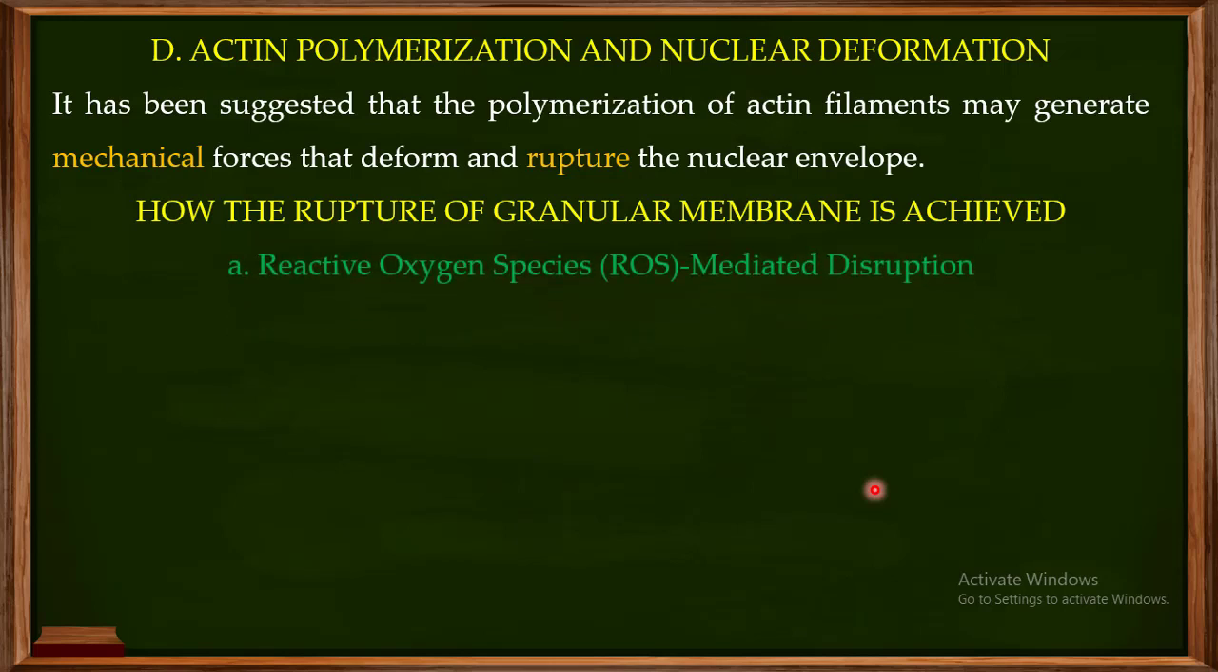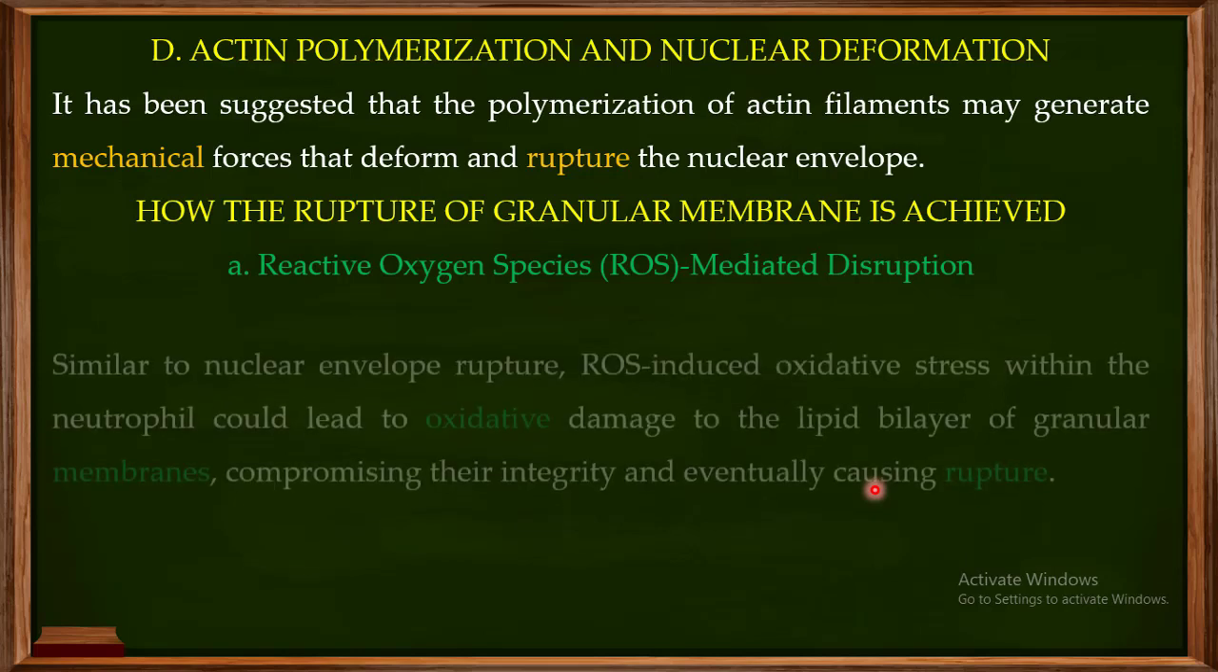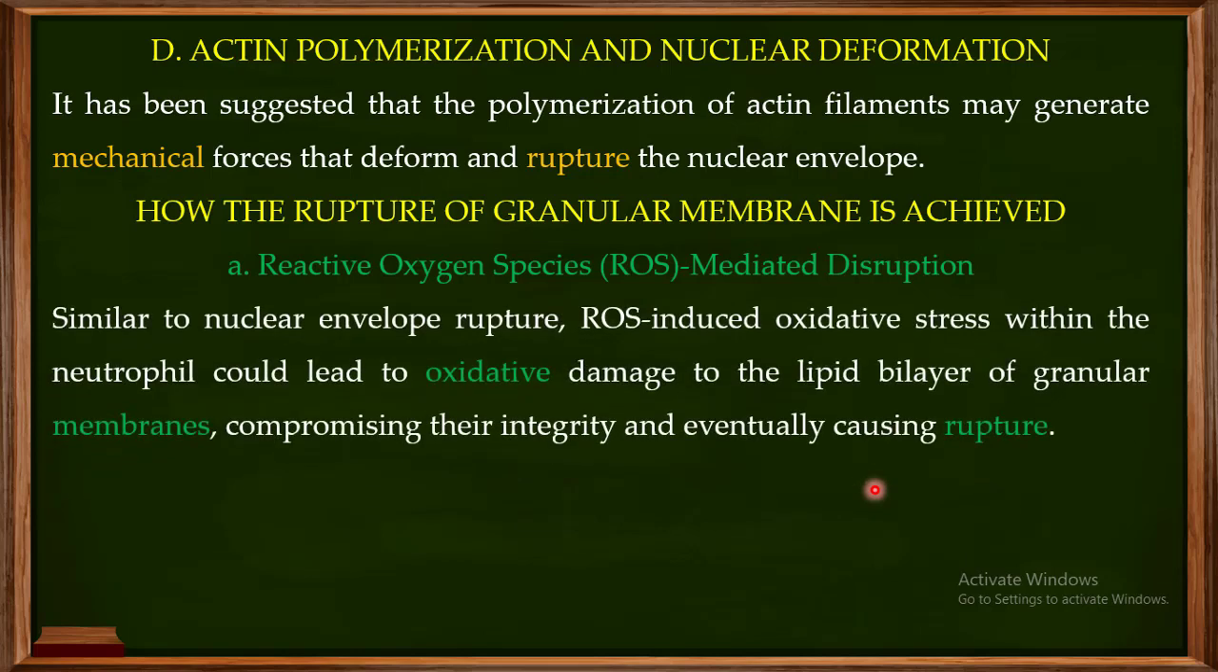Now, as I've told you, one of the most established mechanisms is the damage to the membranes by the reactive oxygen species. So just like the nuclear envelope rupture, the reactive oxygen species induce oxidative stress within the neutrophils that could lead to oxidative damage to the lipid bilayers of the granular membranes, compromising their integrity and eventually causing the rupture. So as the reactive oxygen species damage the nuclear envelope, by the same mechanism they can damage the membranes of the granules, and when the membranes of the granules are damaged, they are going to spill their components into the cytoplasm.